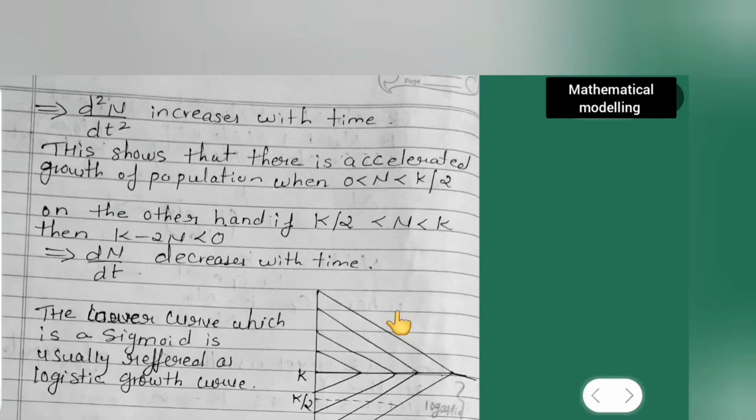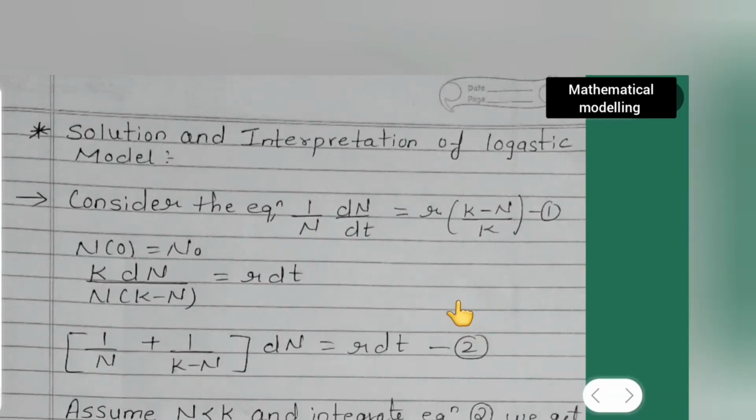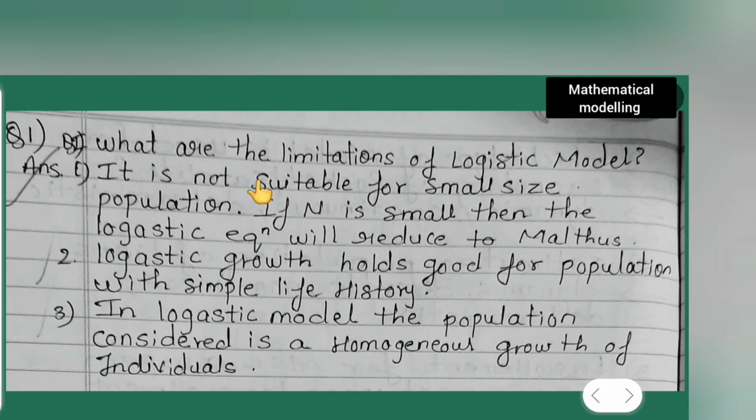Now let us see the limitations of the logistic model. What are the limitations of the logistic model? It is not suitable for small size populations. If N is small, then the logistic equation will reduce to Malthus. Second limitation is logistic growth holds good for populations with a simple life history. Third limitation is in the logistic model, the population considered is a homogeneous group of individuals.